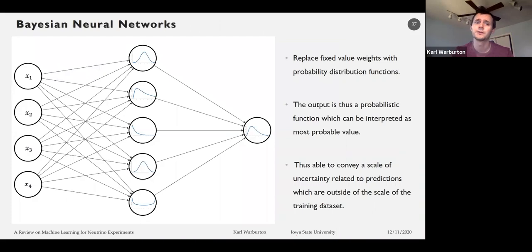One more thing, as a way to quantify bias. A lot of neural networks tend to give you fixed weight distributions. They give you a score for the different outcome probabilities. However, instead you could have a probability distribution as your network output using Bayesian neural networks. Here you replace the fixed value weights with probability distribution functions, meaning that the output is then a probabilistic function which you can interpret as a most probable value. This means that you're much more accurately able to convey a scale of uncertainty in the network outputs, and this is particularly useful when the predictions are outside of the scale of the training data set.